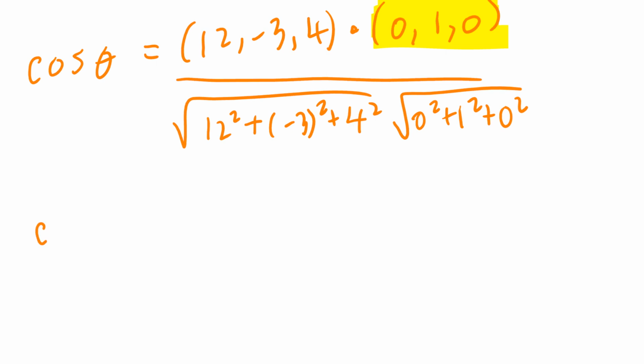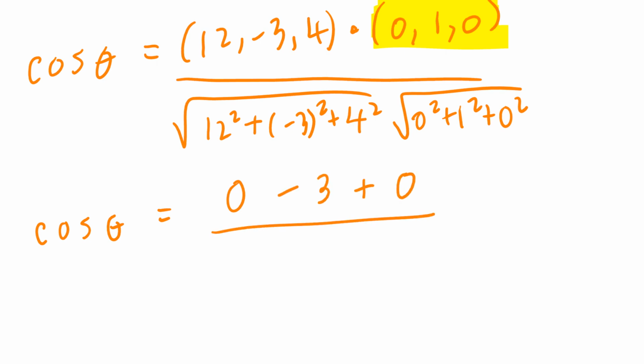And now, if I copy cosine theta, on the right, 12 times 0 is going to be 0. Negative 3 times 1 is negative 3. 4 times 0 is going to be 0. If I look at the denominator, again, I can take my calculator and work it out. So if I take 12 squared, that's 144, plus 9, plus 16, that's going to be 169.